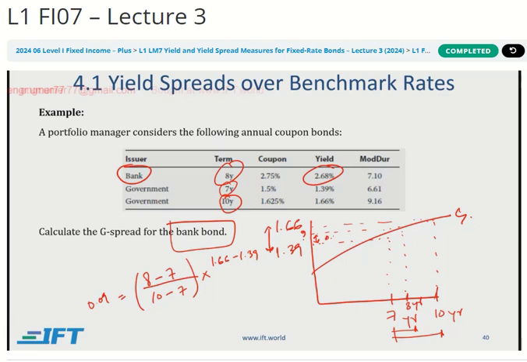So this extra portion is 0.09, and if I add it to 1.39, for the 8-year I get 1.48. If my 8-year government is 1.48 and this bank bond is paying 2.68, all I have to do is 2.68 minus 1.48, and I get a spread of 1.2. So this is my G spread.